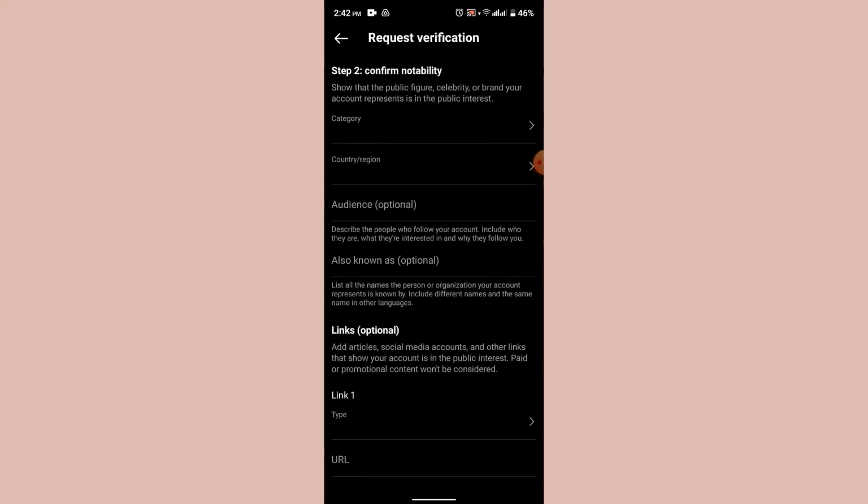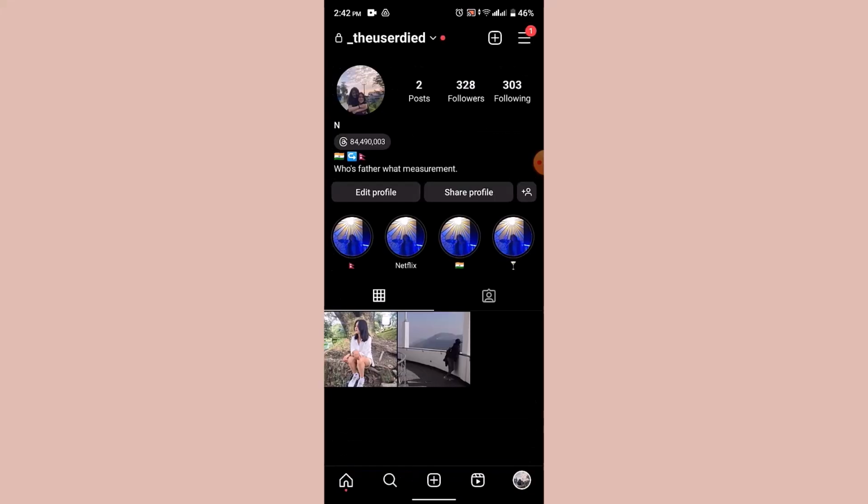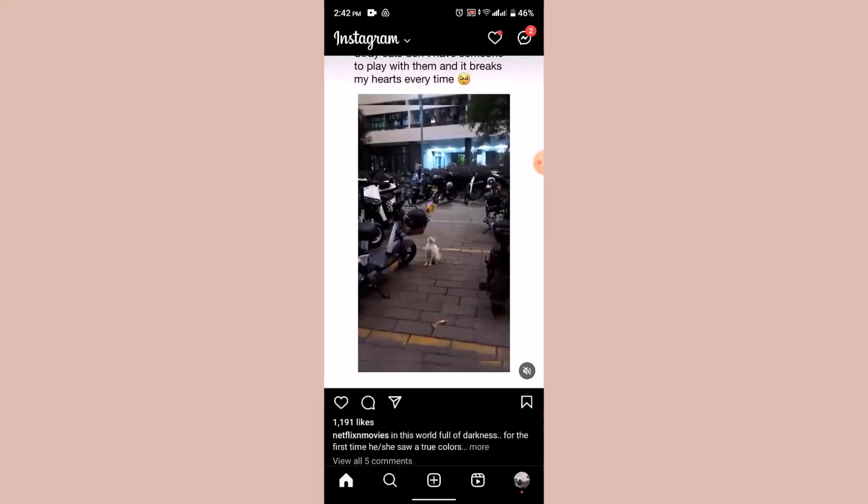आपको ये fill up करना है and then you have to submit. After that all you have to do is wait patiently until you get a response. So ऐसे आपको Instagram पे verified मिलेगा. So that is basically how you can get a blue tick on WhatsApp.